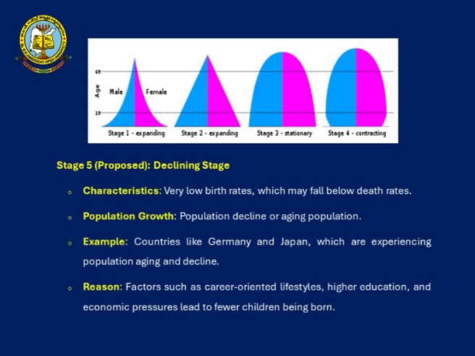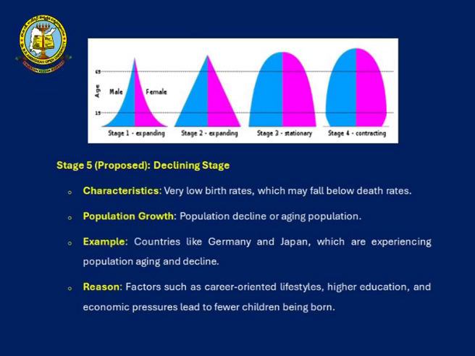And last is the declining stage. The characteristic of this stage is a very low birth rate, which may be below the death rate. The population growth of this stage is characterized by population decline or aging population. In other words, I can say that the aging population is larger in number compared to other stages. We can cite examples from Germany and Japan, which are experiencing this particular stage. Now, what are the reasons behind that?